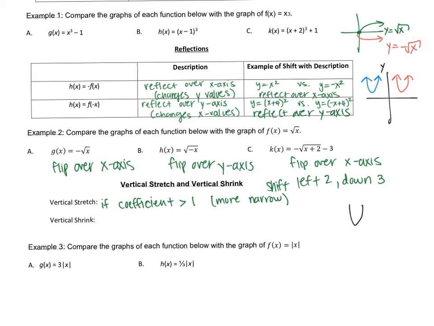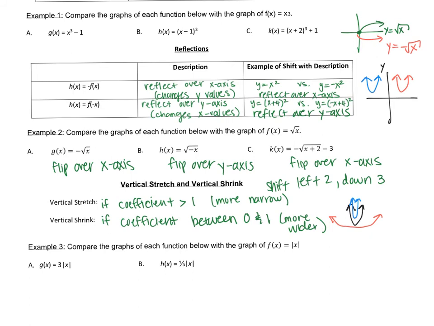Let me just pretend like this is the original graph. If something were to have a vertical stretch, it might look like this now, where it's getting skinnier or more narrow. Whereas if you have a vertical shrink, sometimes called a vertical compression, the coefficient is a value between 0 and 1. And what happens is it looks more wider. Oftentimes it looks something like this. Sorry, I meant to say this would be a vertical shrink, not a vertical stretch. A vertical shrink because it becomes wider. So that tells me the coefficient had to have been between 0 and 1.